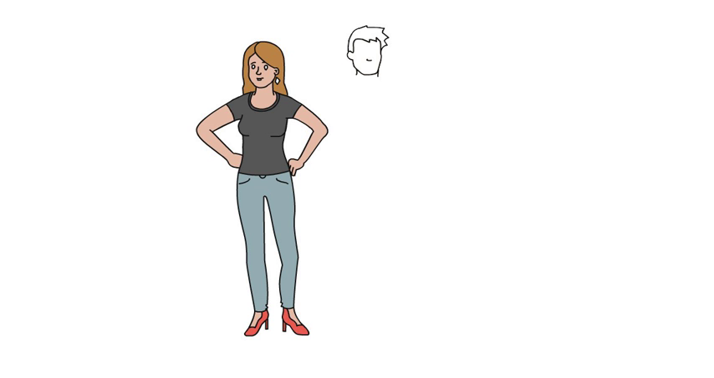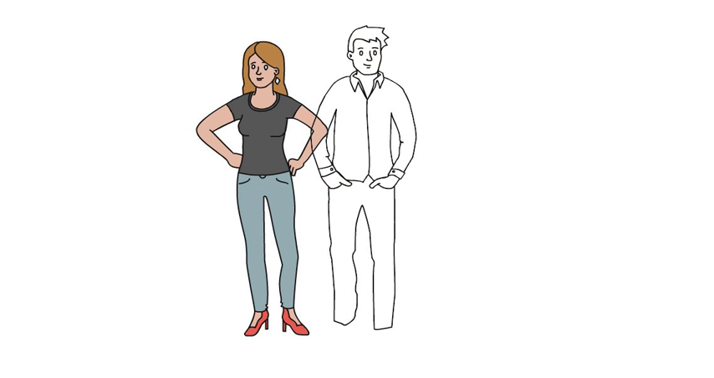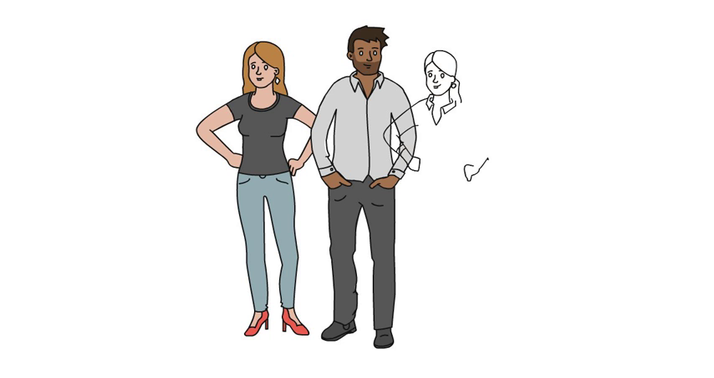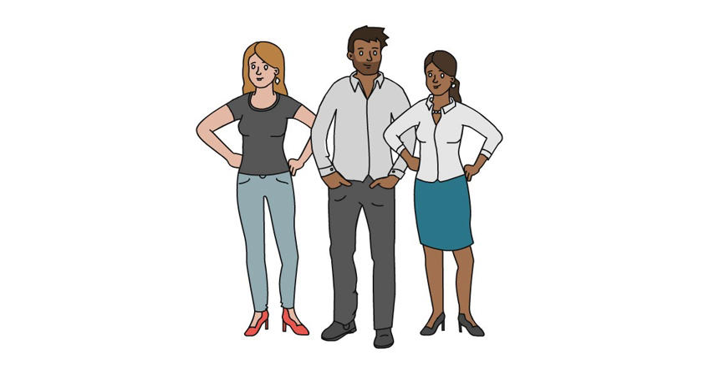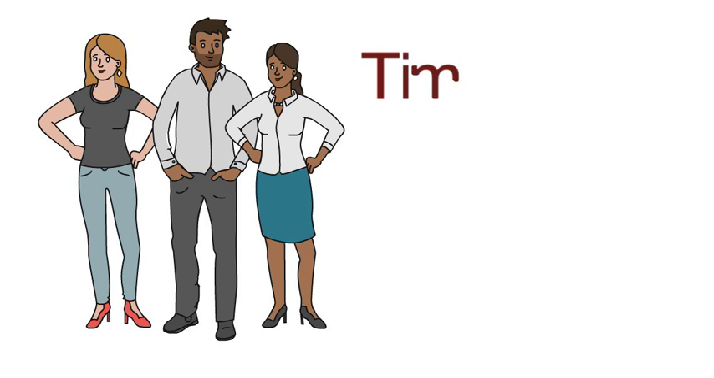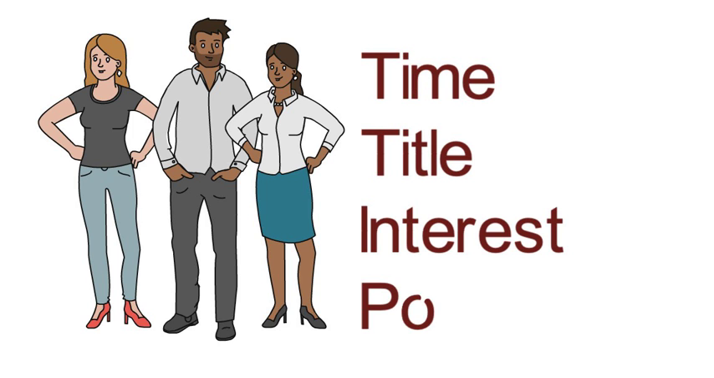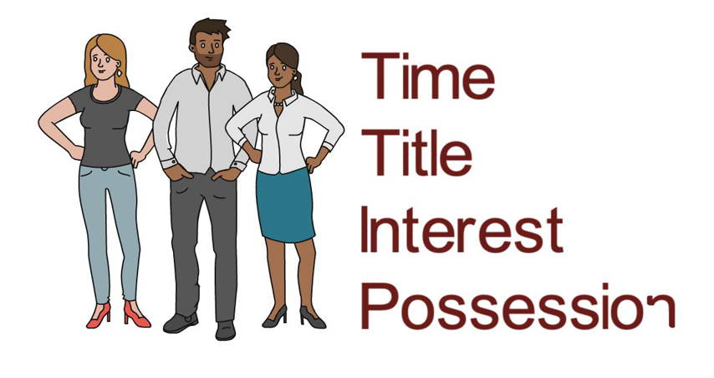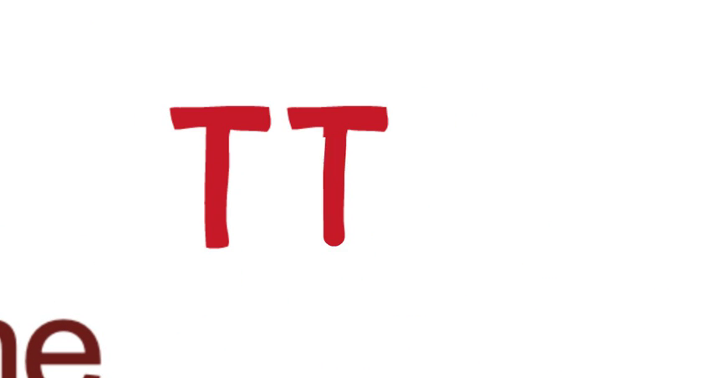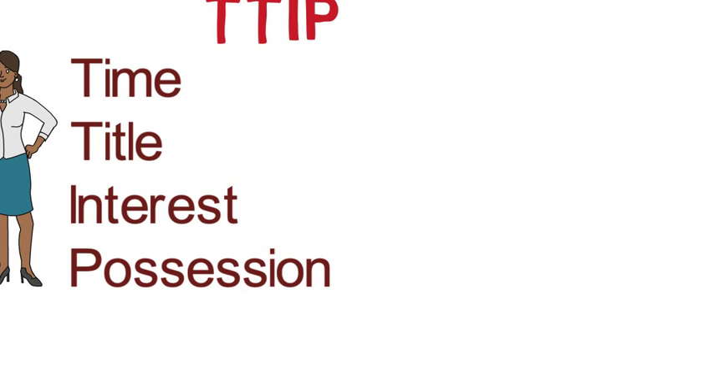Joint tenancy can be held by 2 or more people, making it a form of concurrent ownership as opposed to ownership in severalty, where a person owns a property on their own. There are 4 unities that must exist in order for joint tenancy to be created: time, title, interest, and possession. The acronym TIP will help you remember them.